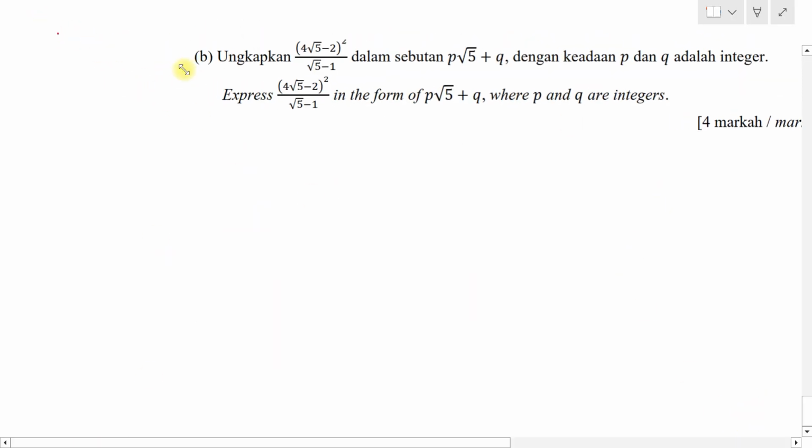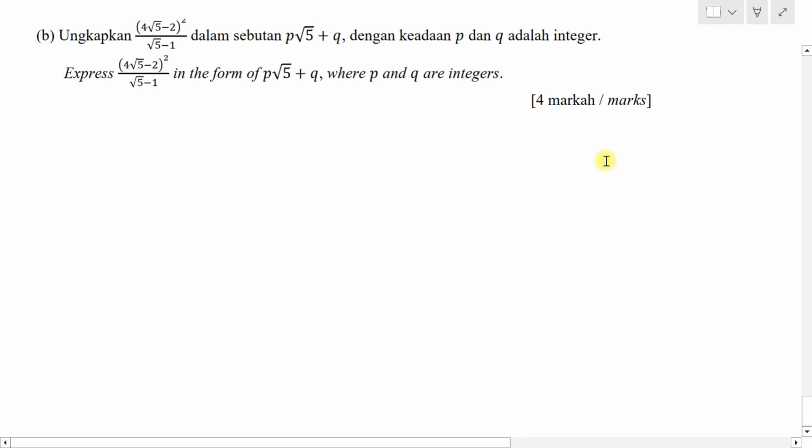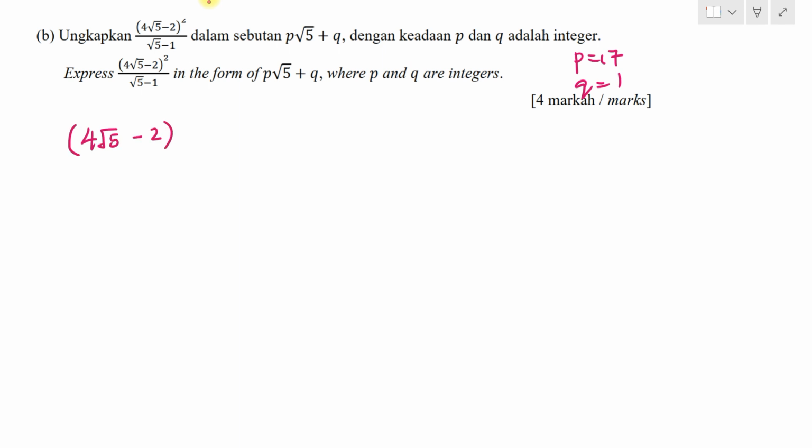Next is part B. Express this in the form of this. Okay. Given answer is 17 and 1. Okay, let's check. Oh, squaring this. Squaring this shouldn't be a problem for you. You must do it in your head. I'm expecting you to be at that level. So, very simple to square.